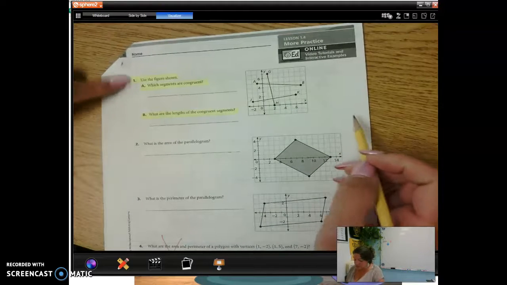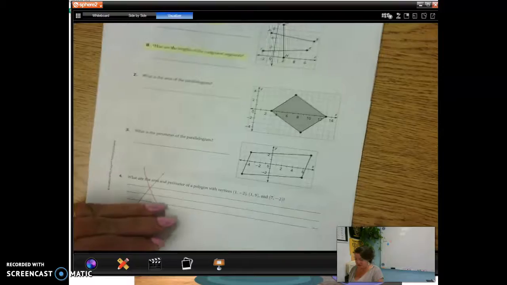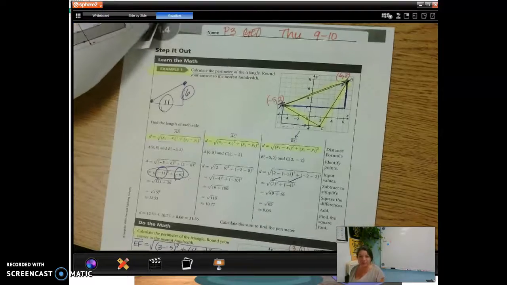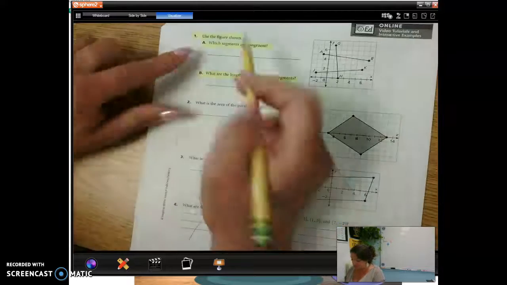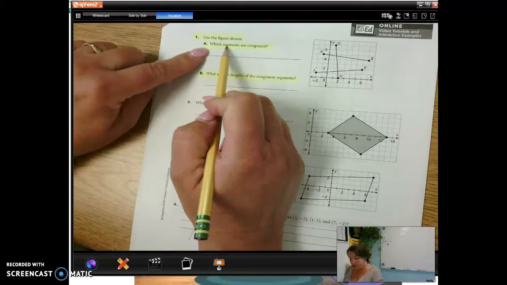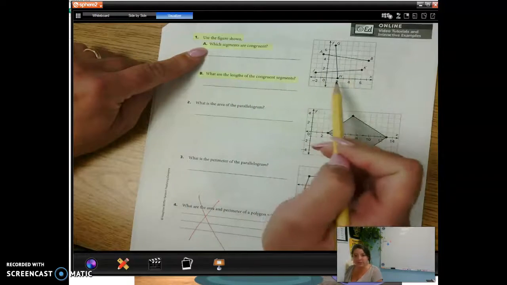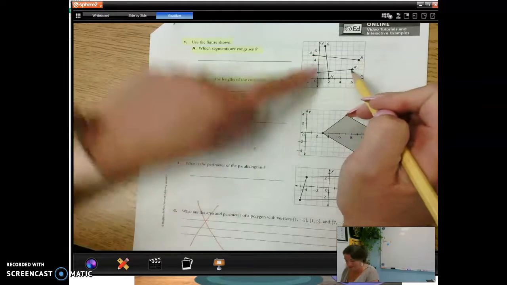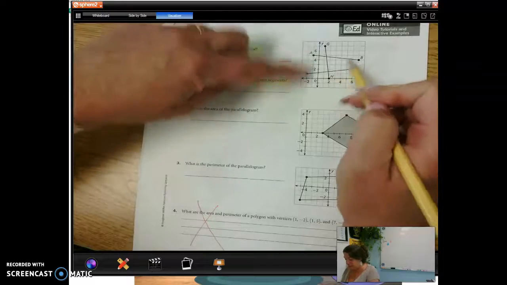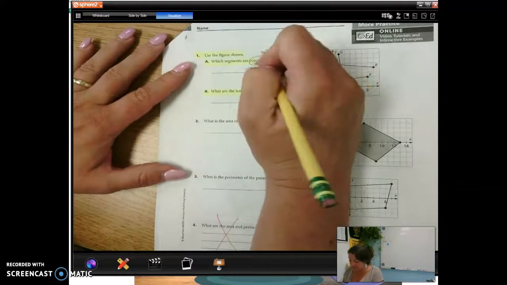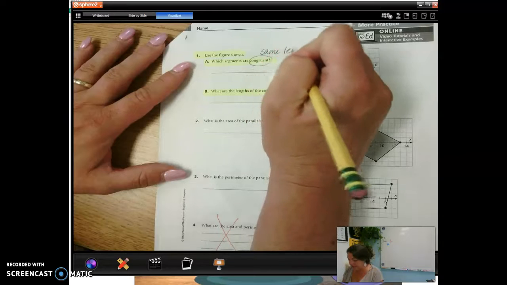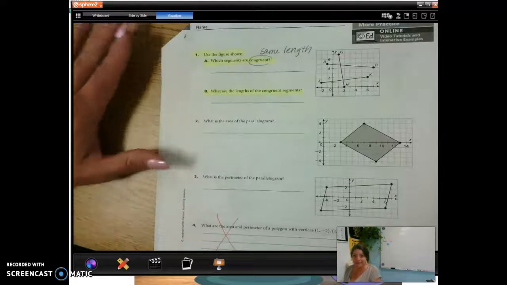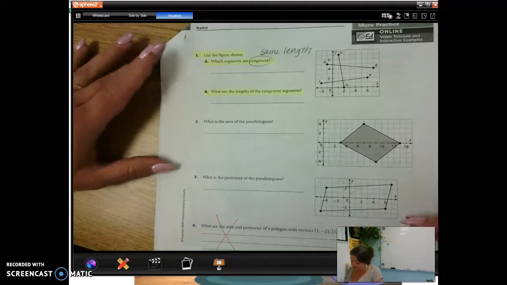So if we take a look, this was, by the way, when we did distance formula. So that's what we're going to be doing on this section. We need to figure out which segments over here are congruent. Is AB the same length as JK or GH? Which one of these three are equal to each other? That's what congruent means. Congruent means that they are the same length. So that's why we're going to do the distance formula.